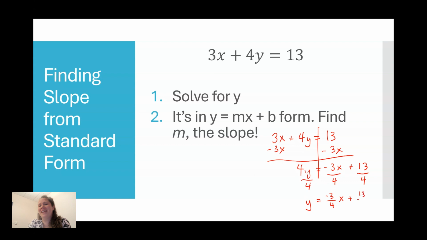And now what's the slope? It's the m. It's whichever number is multiplied by x. So my slope in this one is negative 3/4. We're going to practice that.